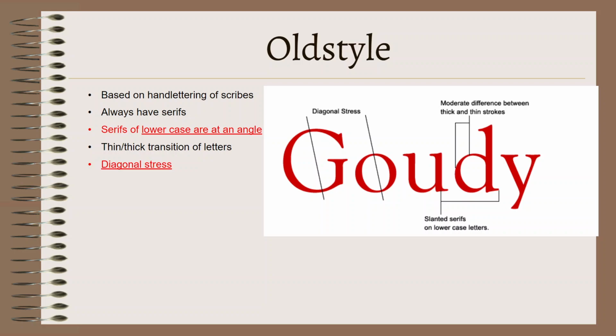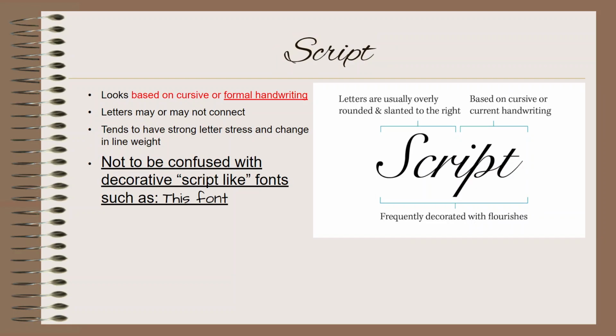And the reason that's the dominant characteristic is because they're trying to replicate old school hand lettering by scribes, which would have been done with a calligraphy pen, which would have thick to thin transition and an angle to the way they held that calligraphy pen.